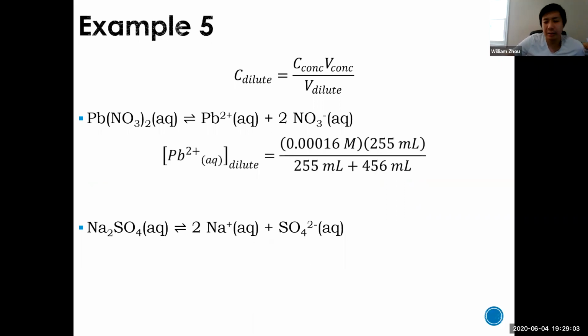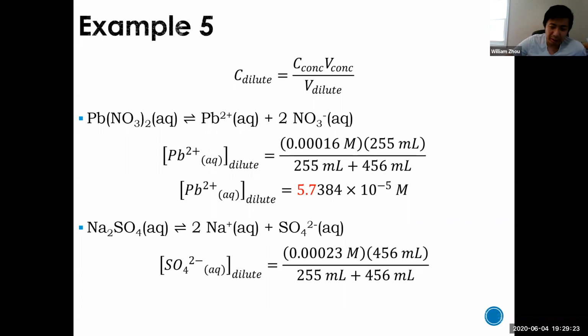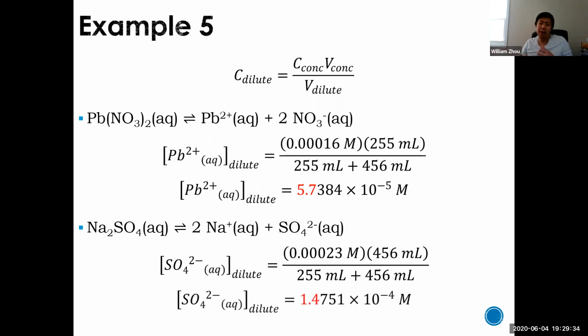For the lead, the initial concentration of the lead nitrate is 0.00016. Initial volume is 255 divided by total volume, and boom, 5.7 times 10 to the negative 5. I kept 3 extra digits for accuracy. And then the sodium sulfate, you have the sulfate ion concentration to be initial concentration 0.0023 times a volume of 456 milliliters divided by total volume, and boom, 1.4 times 10 to the negative 4.